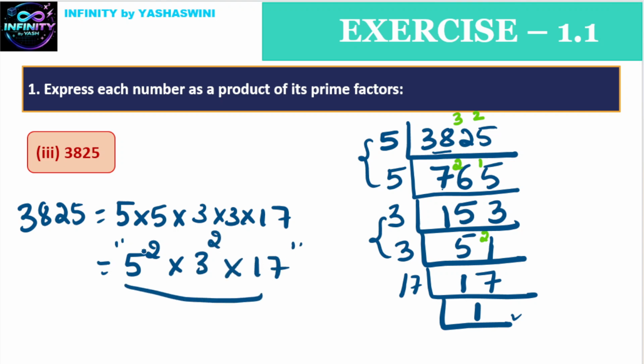Remember that while you are expressing a composite number as a product of prime numbers, always express in an ascending order. So we can write it as 3 square into 5 square into 17.